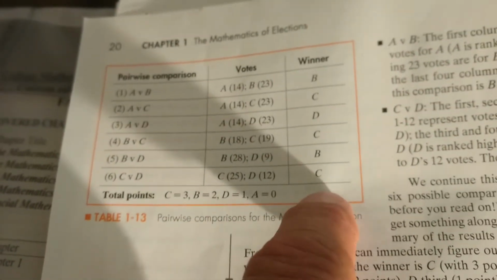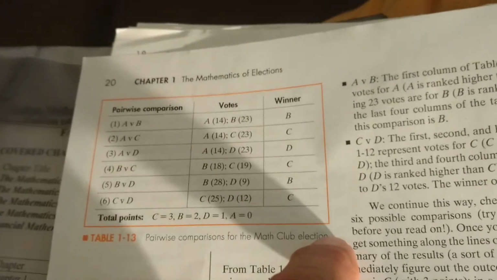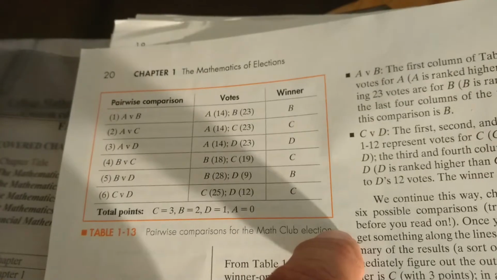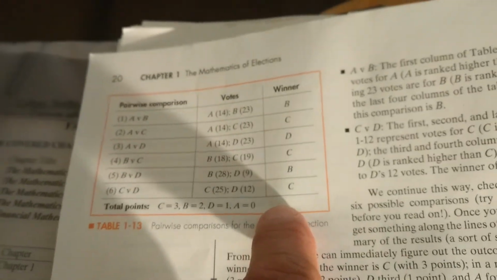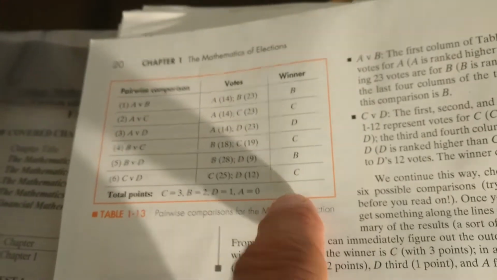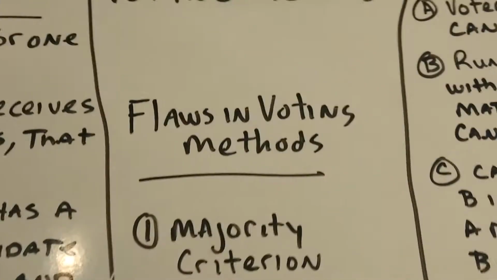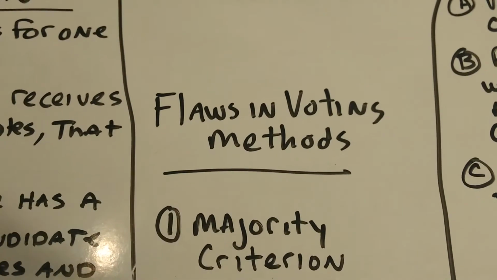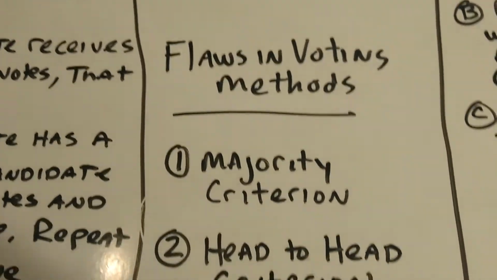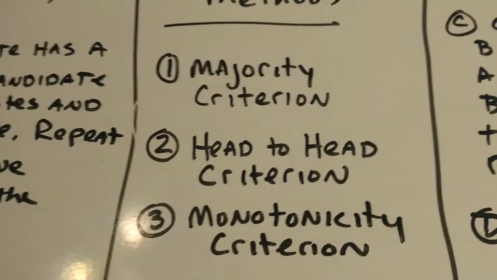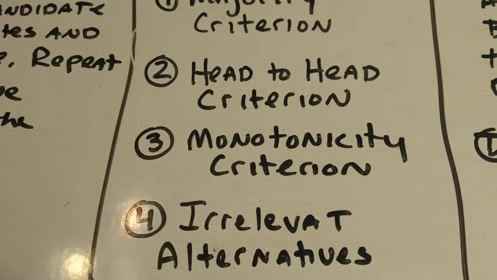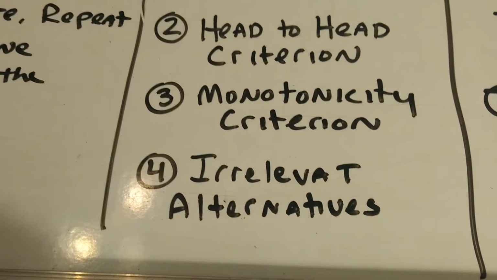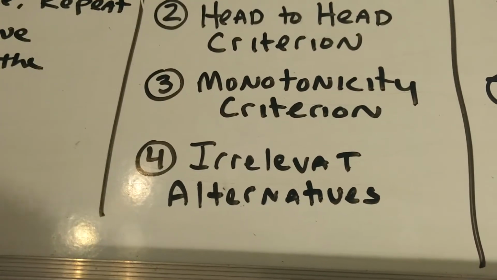And so looking at this, if we add up the points, B has 2 points, C has 3 points, D has 1. C is the winner because they have the most points from the pairwise comparison. In Section 4.2, we talk about flaws in voting methods. We have what we call a majority criterion, a head-to-head criterion, a monotonicity criterion, and an irrelevant alternatives criterion.